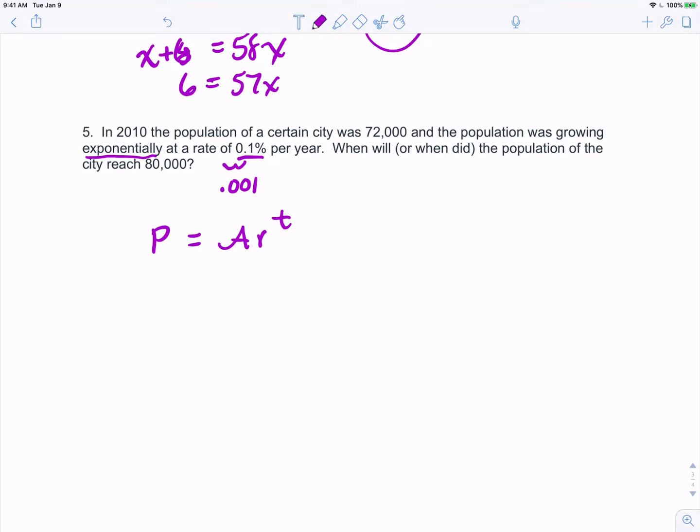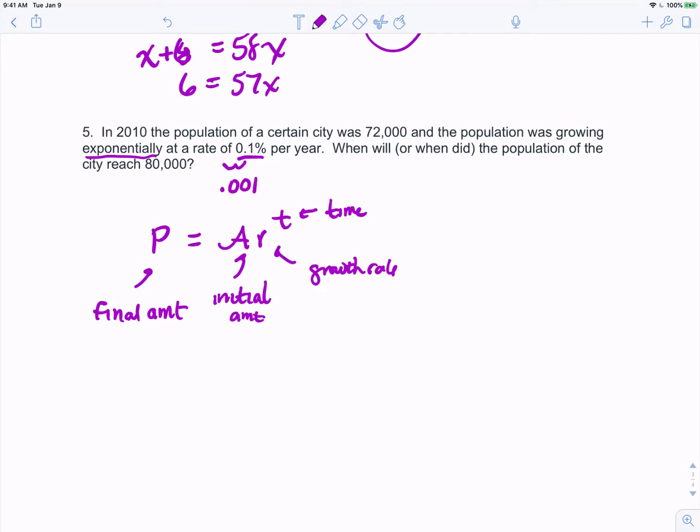All right, so this is our final amount, this is our initial amount, this is our growth rate, and this is our time.